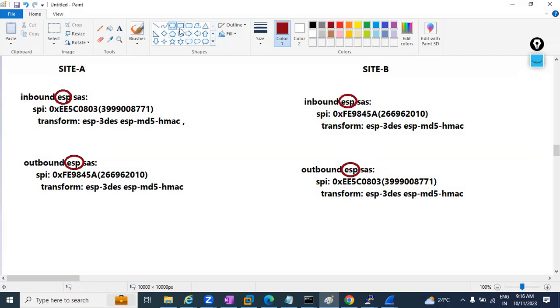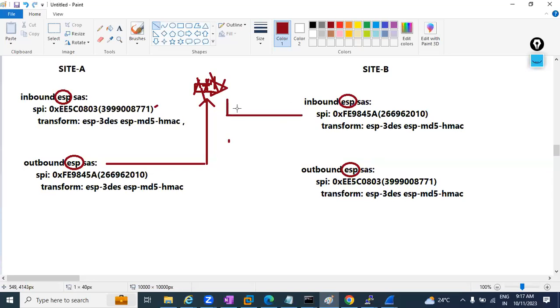So in phase 2, obviously phase 2 is our actual data here. Let's consider site A is sending some data, and this data is encrypted here. So this data would be encrypted with the help of this outbound SPI. It would take the help of outbound. And when this data reaches the destination, the other side has to decrypt that. So that time, this side would use its inbound SPI to decrypt.